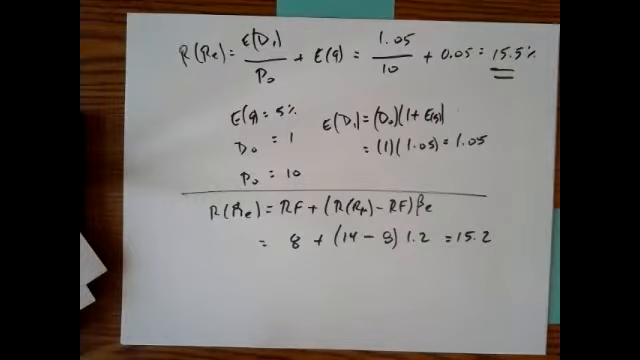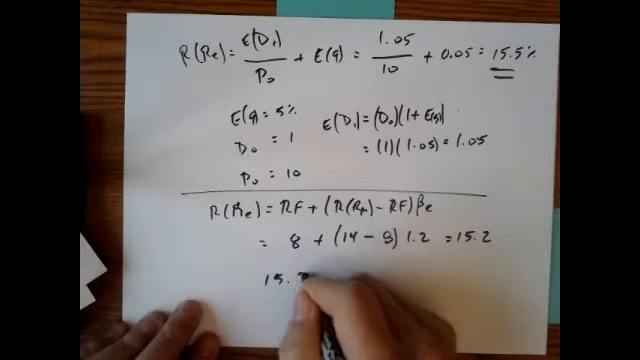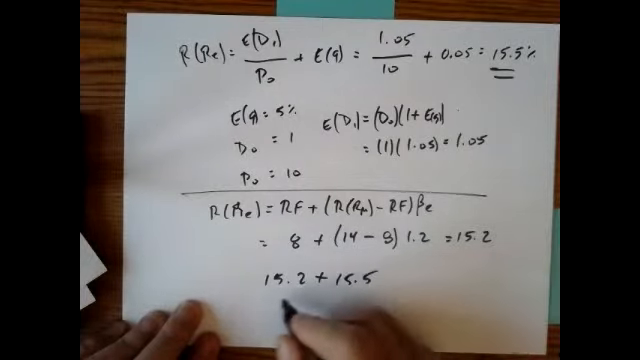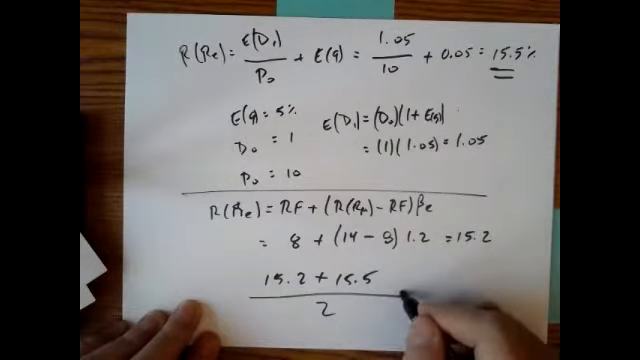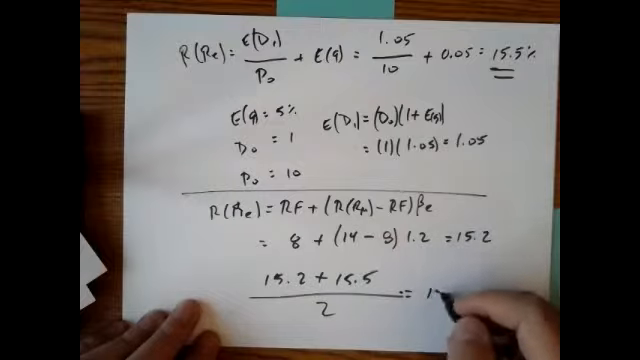13.7C says, on the basis of your answers to A and B, what would your final estimate of the firm's cost of equity be? Well, if we have no reason to favor one or the other, as we said in the last problem, you just take the average of the two. So 15.2 plus 15.5 divided by 2 is going to give us 15.4-ish percent.